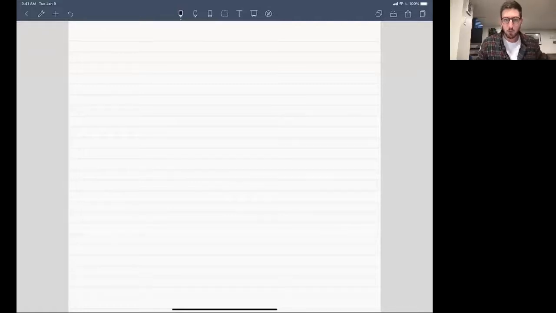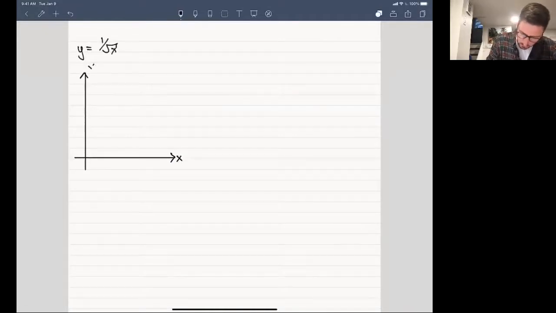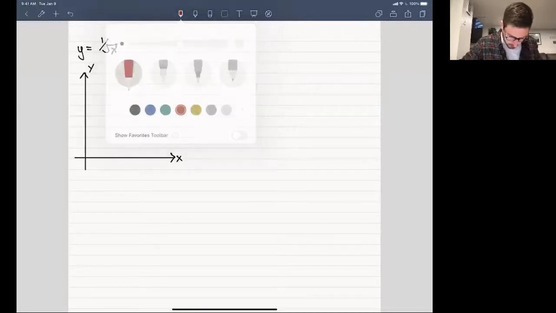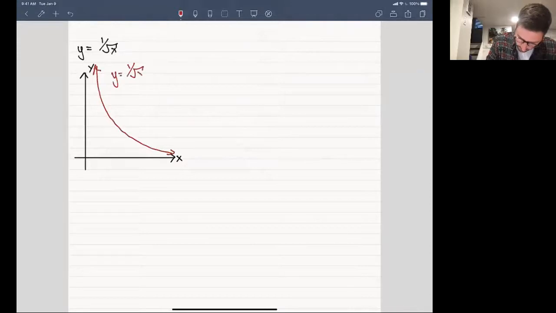So imagine you're given the function 1 over the square root of x. So y is equal to 1 over root x. So if I sketch this out, we know that this thing has a vertical asymptote at x equal to 0. That's your singularity, because when you put x equal to 0 in there, you get 1 over 0. And so here's my picture, and I have y equal to 1 over the square root of x.